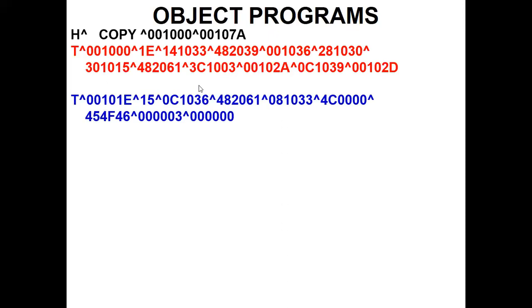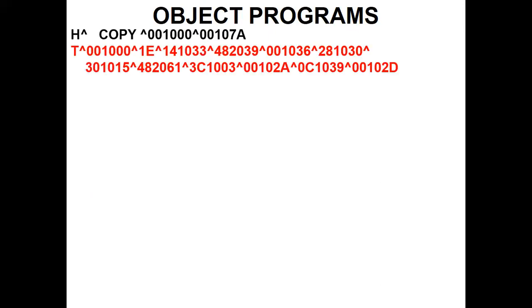Okay, so you can see the first text record here, which I have written in red. You begin with the T, followed by the beginning address, which is 001,000, followed by the length of the record, which we have calculated that it should be 1E. Then that is followed by the instructions themselves. We begin from 14, 10, 33, and we go on writing those instructions until 0010(2D). Is that okay? Is there any question?